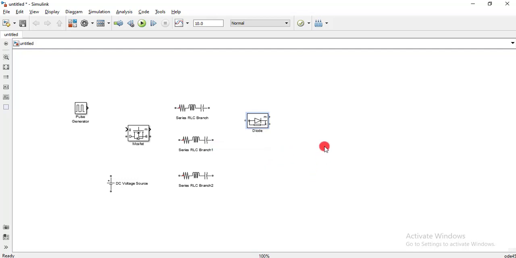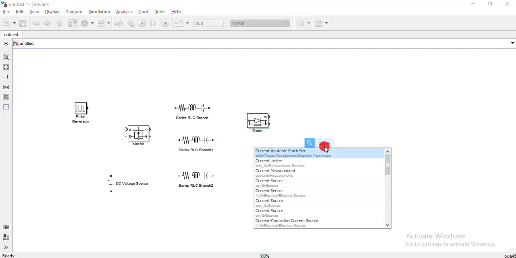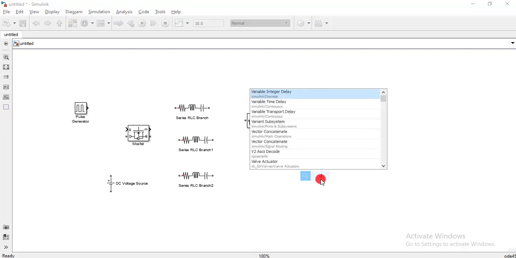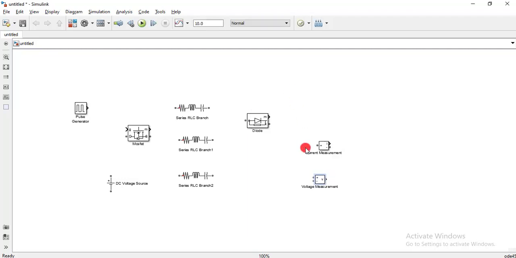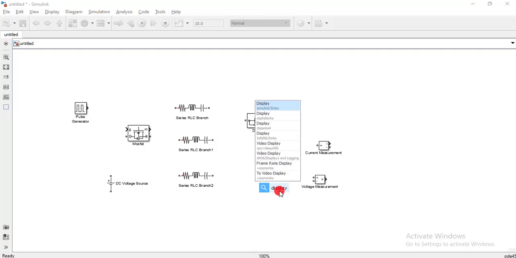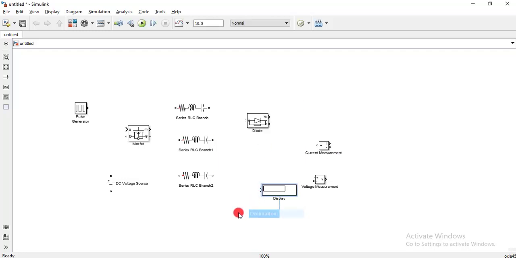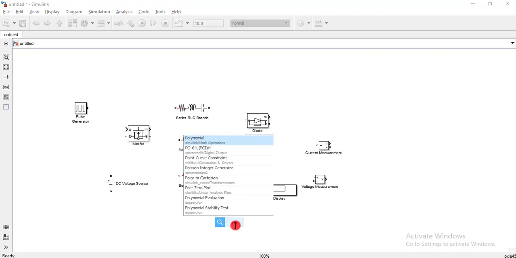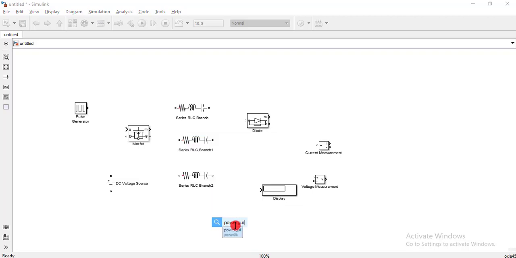okay, and current measurement block, voltage measurement block, display, power GUI, and scope.